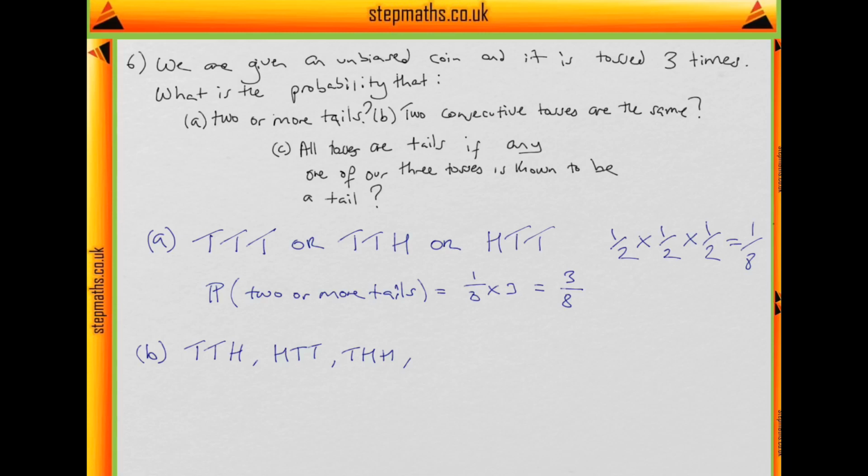Or head, head, tail. Now we know the probability of any of these 4 things happening is 1/8 because they're all equally likely, and we've already worked out that this one's 1/8. So any of these 4 is 1/8. So the probability of 2 consecutive tosses the same is, well, the probability of 1 is 1/8, and we have 4 of them, so times it by 4 because they're all the same, and that gives us 1/2. Now finally on to part C.